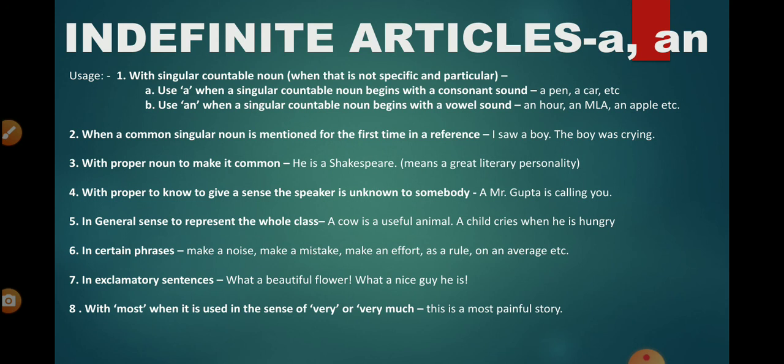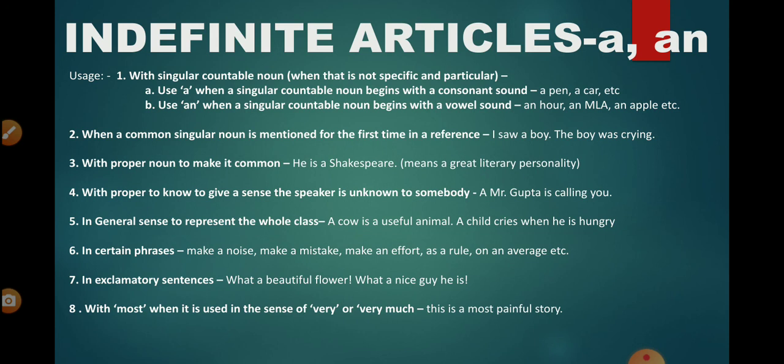In general sense with a common noun, the indefinite article is used when a whole class is being represented. A cow is a useful animal means all the cows are useful. A child cries when he is hungry means all children cry when they are hungry. This kind of sense is being denoted in these two sentences. Cow and child stand for the whole class of their kind.